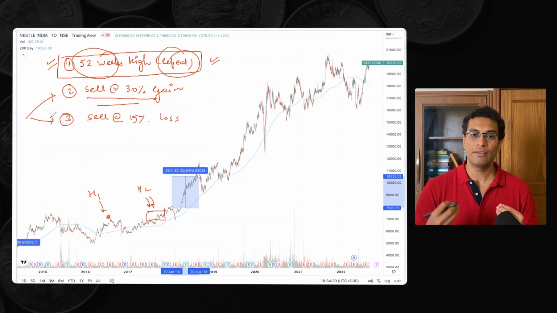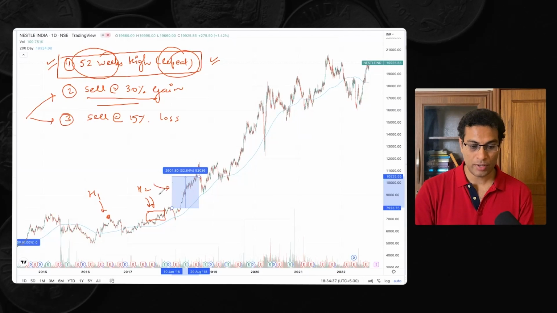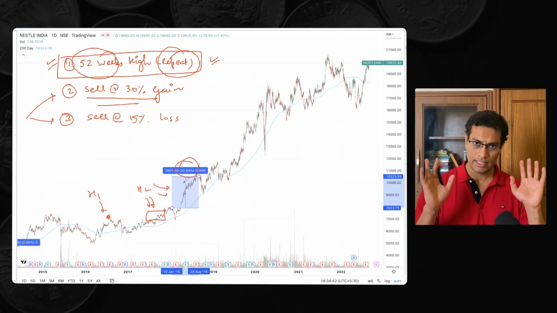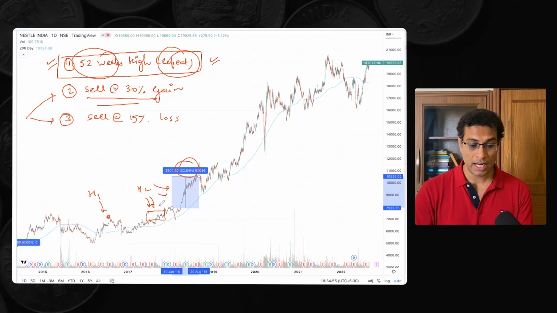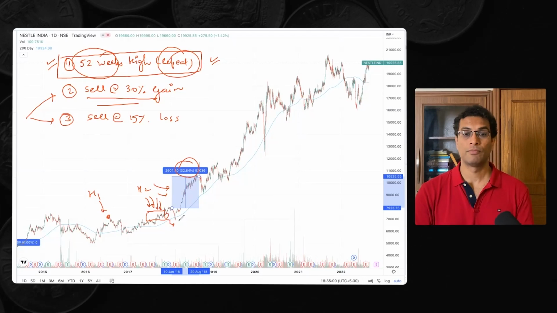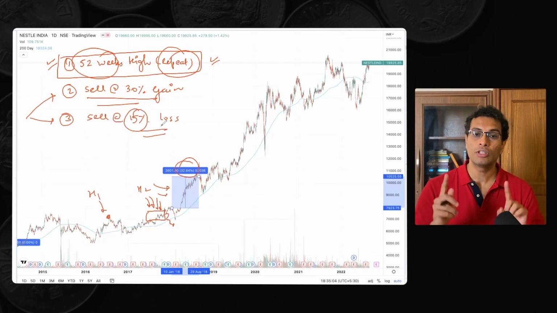Point number 2: if the trade goes your way, sell it at a 30% gain. For example, here you can categorically see that the stock gave a run up of roughly 32-33%. Sell it off, go out. But on the flip side, something negative can also happen because the momentum can turn bearish. In such a scenario, you purchased this stock here and then it started falling. So please get out of the stock at a 15% loss. Book the loss, move away.